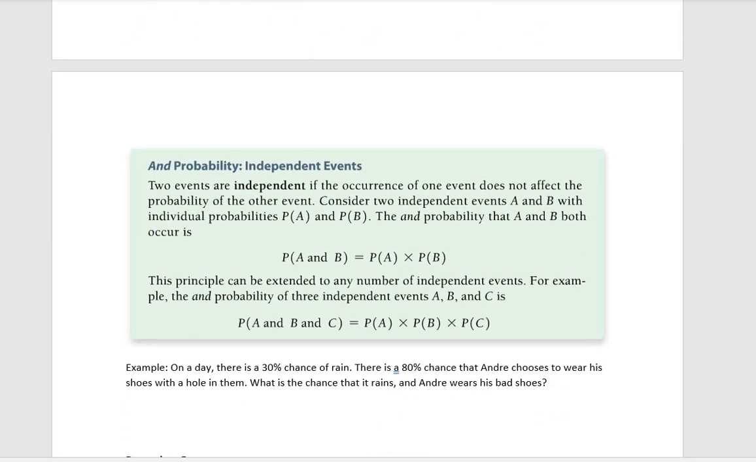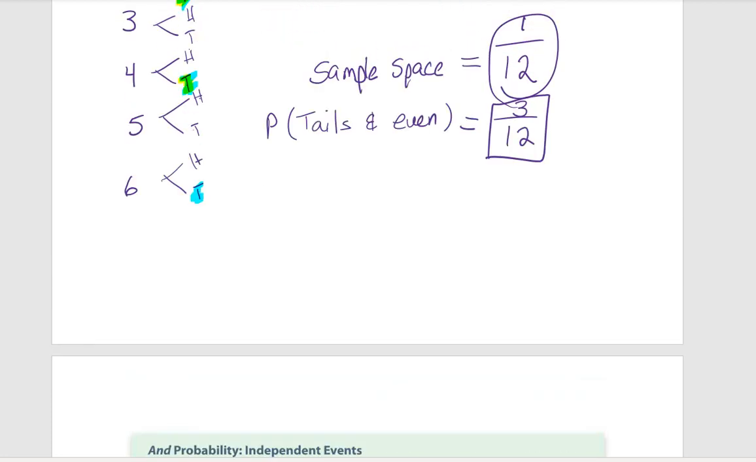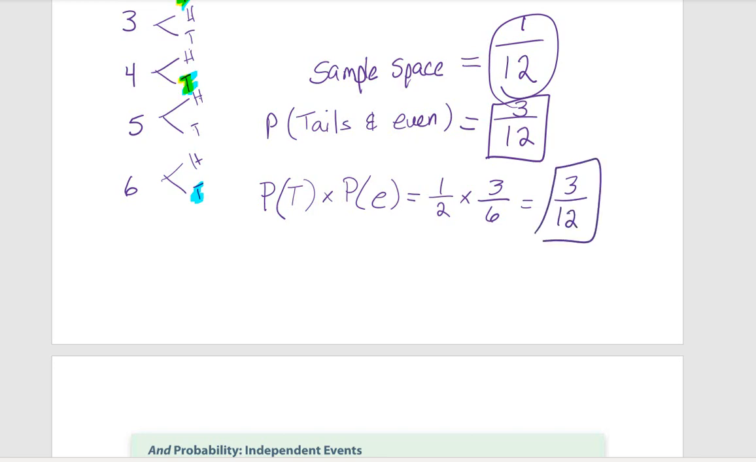So when you have and probabilities, what you can do if they're independent is you could take the probability of one thing happening and multiply it by the probability of the other happening. So in the previous example, the probability I get tails, times the probability I roll a die and get an even. The probability I get tails is 1 out of 2, times the probability I get an even. So let's see, I have 3 evens out of 6 die total, or 6 options. So that would give me 3 out of 12. So the same thing I got above.